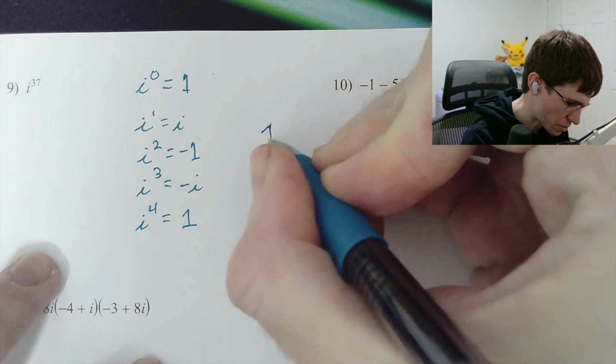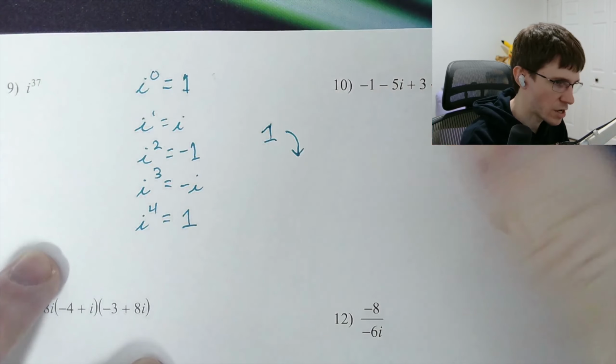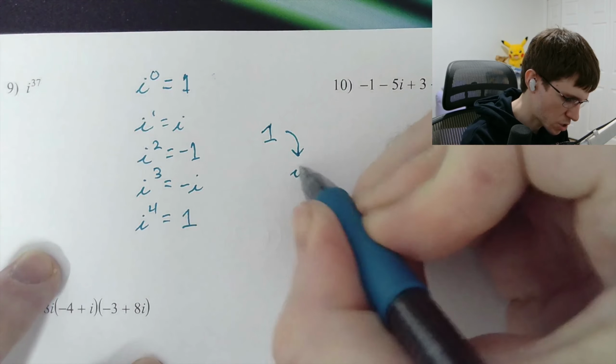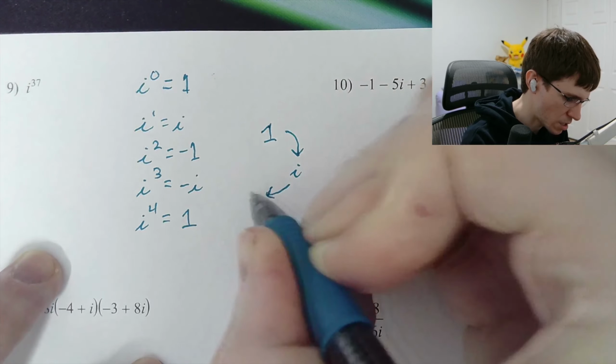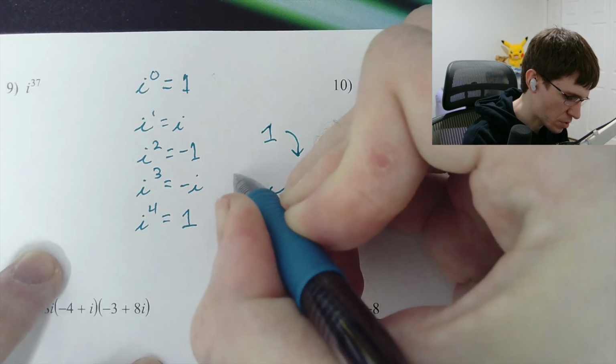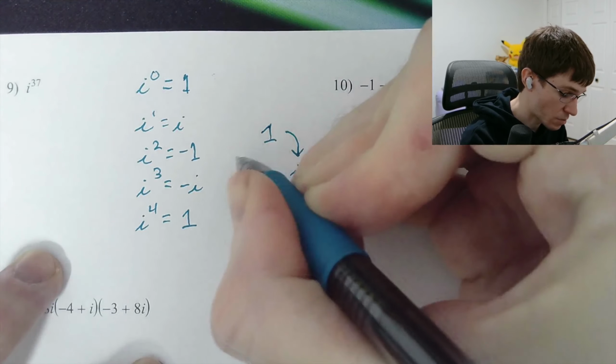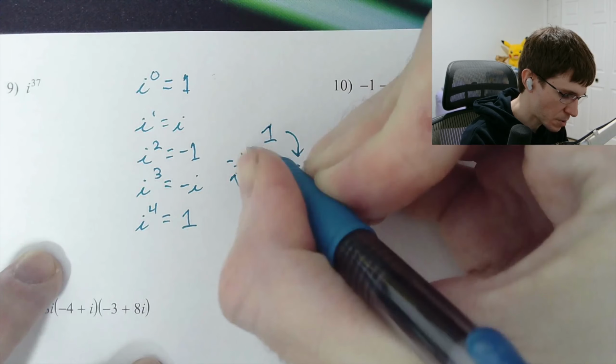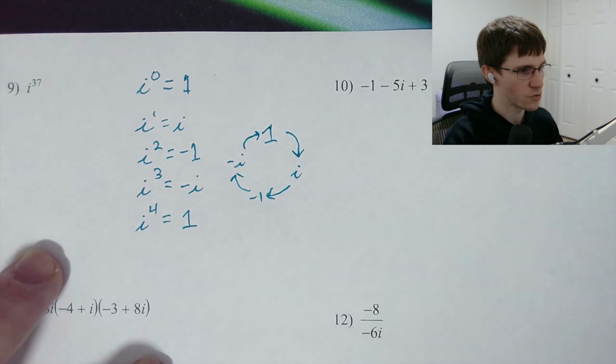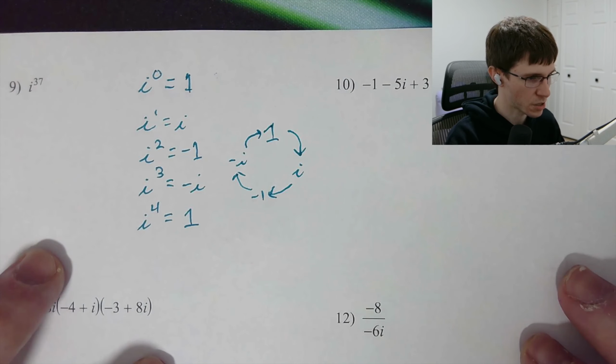You start off with the value 1, and then when you multiply by i, it becomes just i. When you multiply by i again, it becomes -1. And when you multiply by i again, it becomes -i. You multiply by i one more time, and you're back to +1. And this repeats itself every 4 times.